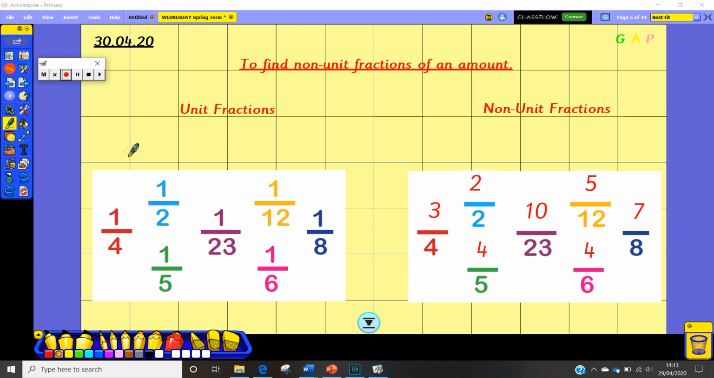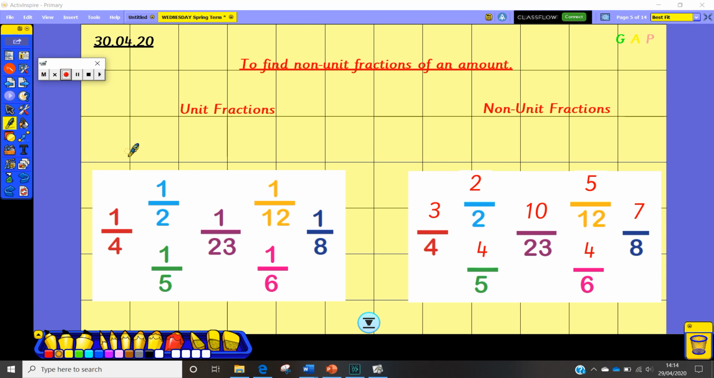So for the next part of your maths lesson, we're going to be looking at finding non-unit fractions of an amount. So can I just double check that everyone that's watching this video is in red team or orange team? If you are not in one of those two teams, can you pop off this video and go and find the other video, because the work that you're going to be doing is on that video. Obviously, if you want to watch this video to get some more information, that is absolutely fine as well. That is not a problem.